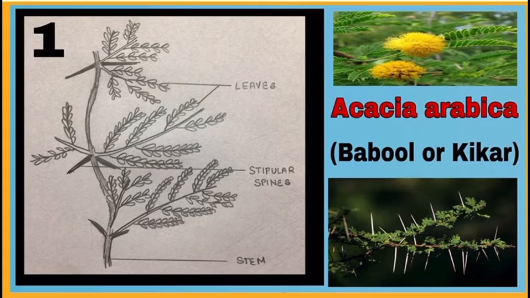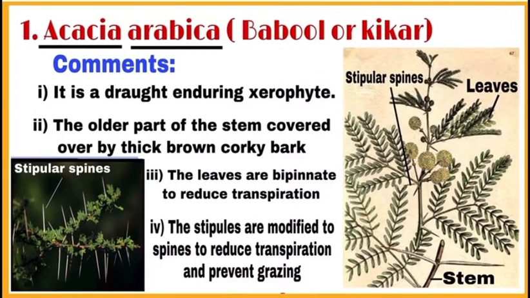First is Acacia arabica, commonly called babool or kikar. Its adaptive features are: number 1, it is a drought enduring xerophyte. Acacia plant can tolerate drought conditions because of the presence of certain adaptive features. The older part of the stem of acacia is covered over by thick brown corky bark, and this prevents loss of water. And the leaves are bipinnate.